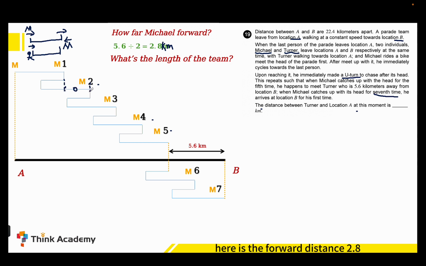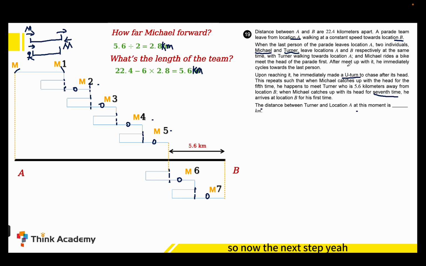Here is the forward distance. 2.8, right? 3.8, 2.8, 4's 2.8, and this one 5 2.8, and 6 2.8. And we know from A to B in total is 22.4 kilometers. So use 22.4 minus 1, 2, 3, 4, 5, 6 times 2.8. We can find out the length of the team. So the length of the team is 5.6 kilometers, right?